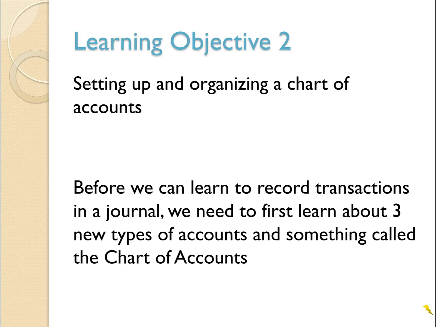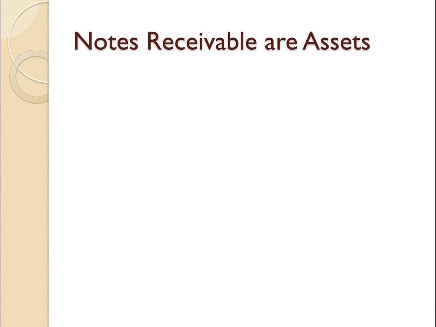Before we can learn to record transactions in a journal, we need to first learn about 3 new types of accounts and something called the chart of accounts. But let's first start off with a new account called Notes Receivable. Notice it has the word receivable in it, and any account that has the word receivable in it means we're going to receive something of value in the future. And because it has a future value, that means notes receivable are assets.